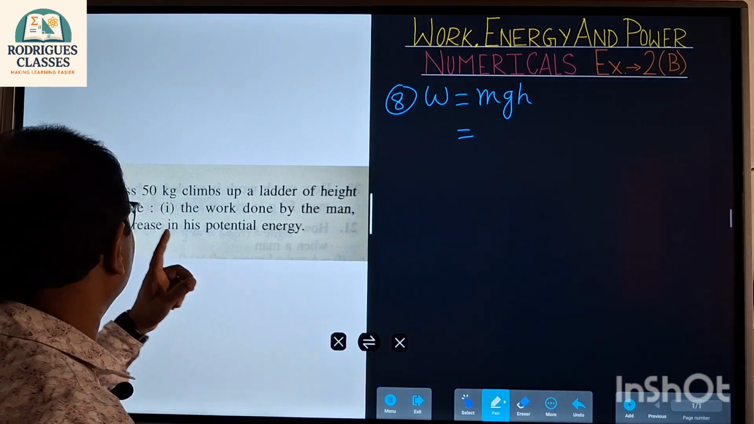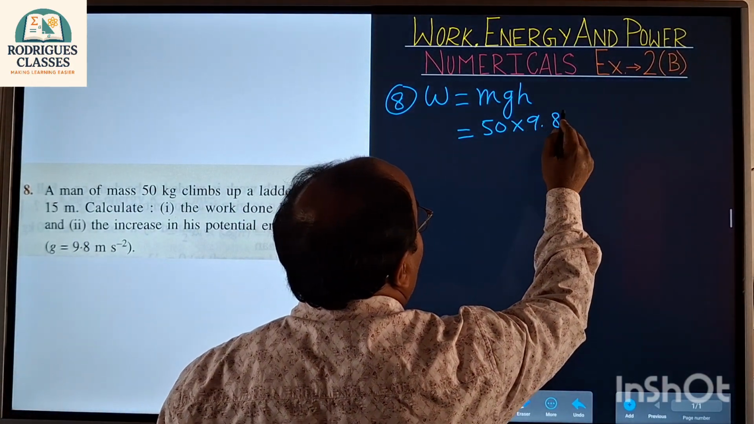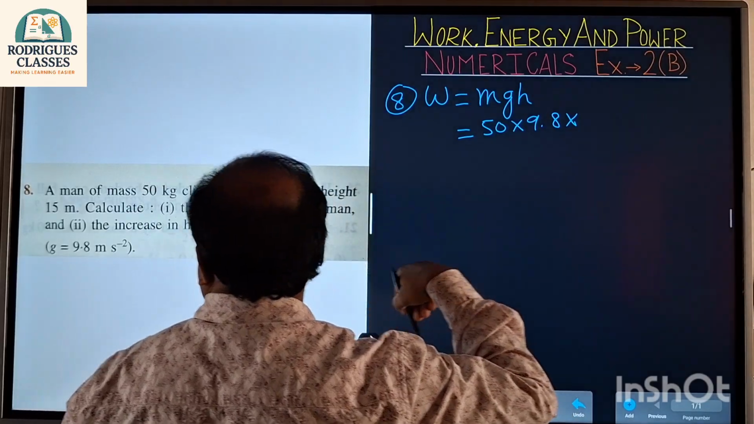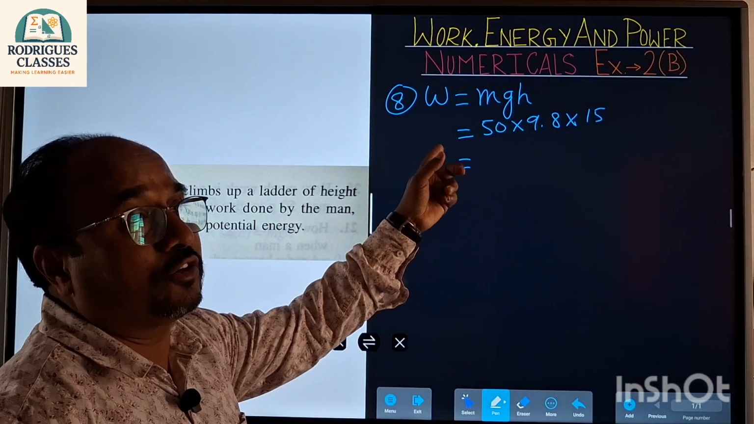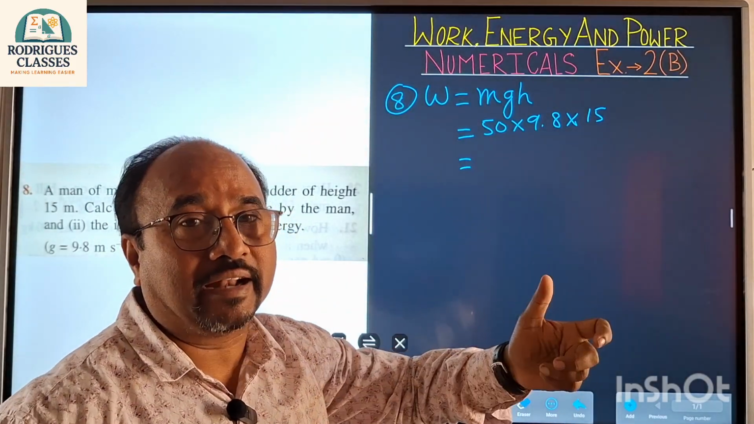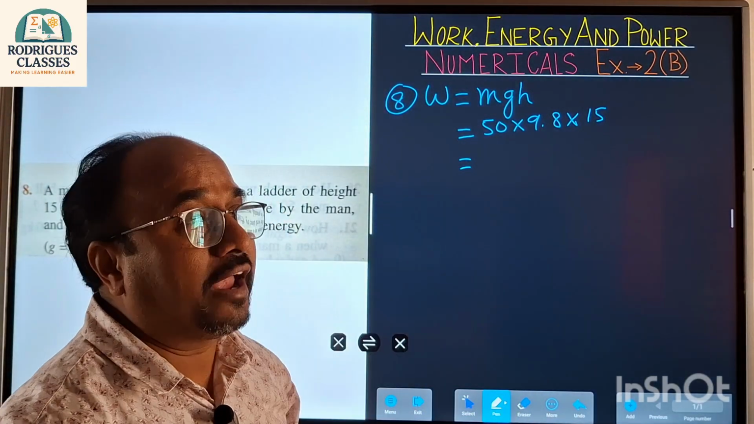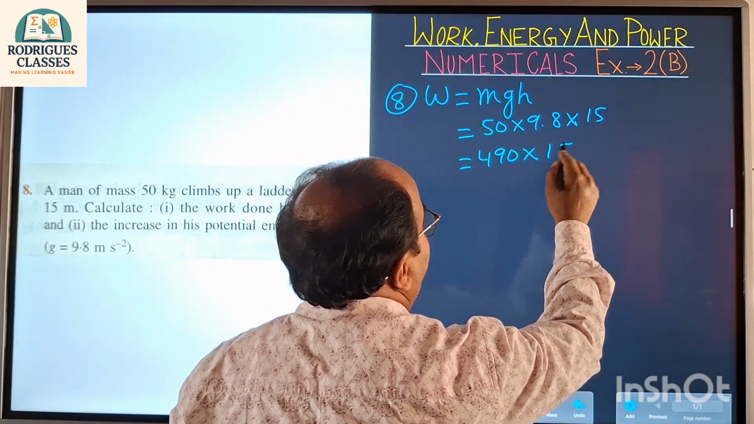Okay, now mass is given as 50 kg, g is given here as 9.8, and h over here is 15 meter. So 50 into 9.8, if I remove the decimal, I get 98. And 98 into 5, if I multiply, I will get 490, multiplied with 15.